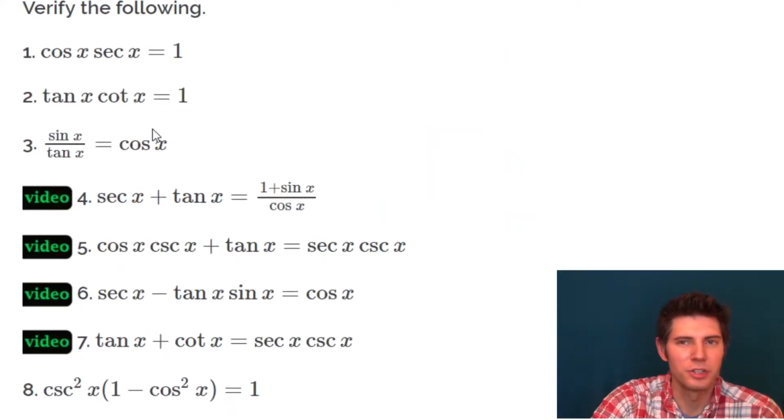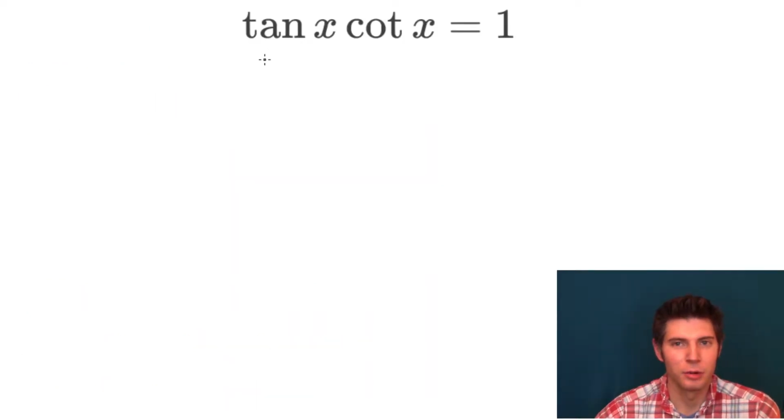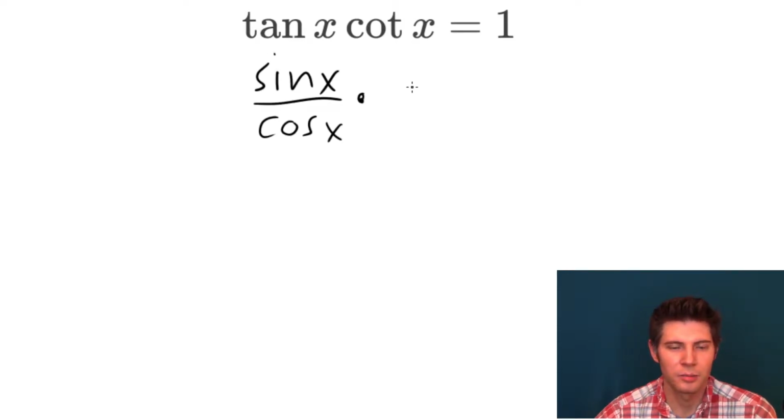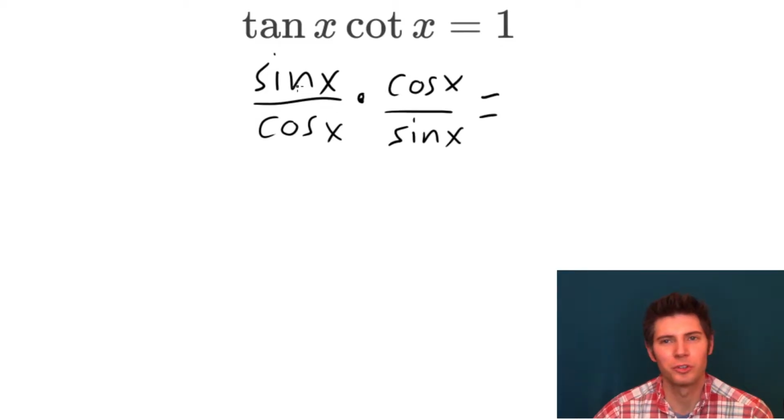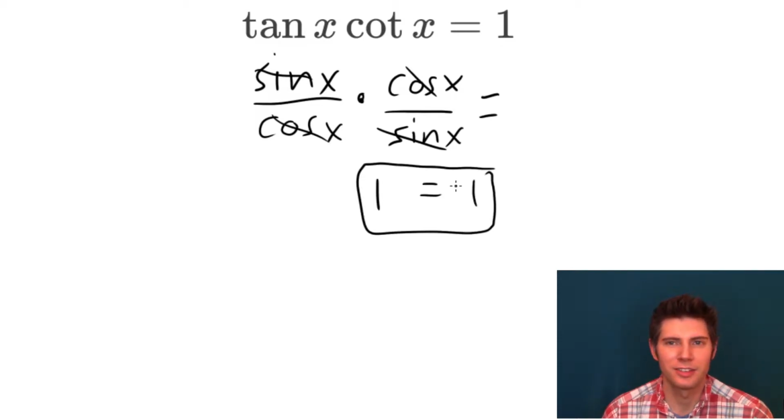Now for number 2, tangent x cotangent x. For this one, we'll rewrite everything in terms of sine and cosine again and see what happens. So tangent is sine x over cosine x, times cotangent, which is cosine x over sine x. Now when we multiply across, the sines will cancel and the cosines will cancel, which leaves us 1 equals 1. And that's number 2.